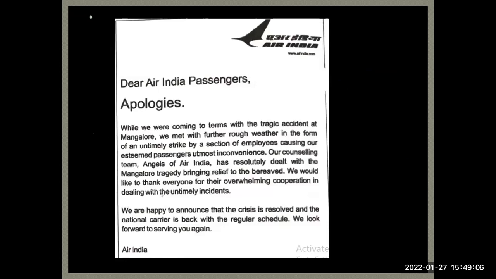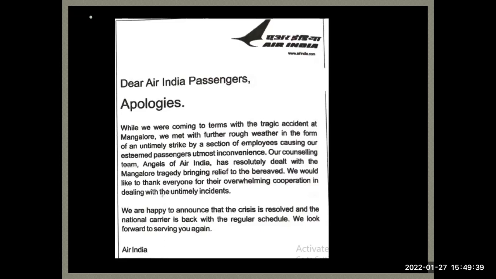Dear Air India passenger, apologies. While we were coming to terms with the tragic accident at Mangalore, we met with further rough weather in the form of an untimely strike by a section of the employees, causing our esteemed passengers utmost inconvenience. Our counseling team, Angels of Air India, has resolutely dealt with the Mangalore tragedy, bringing relief to the bereaved.